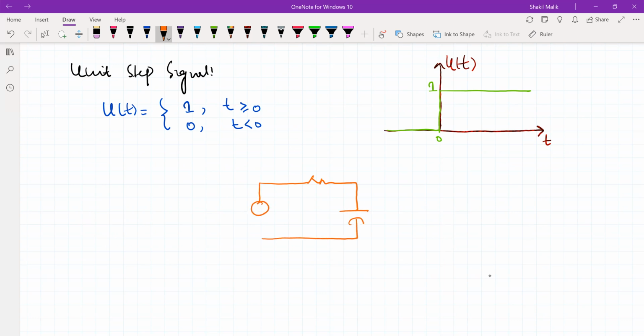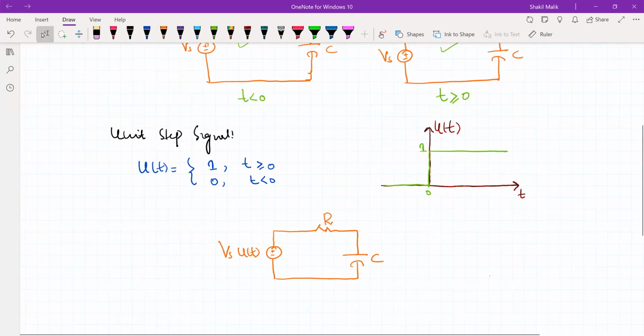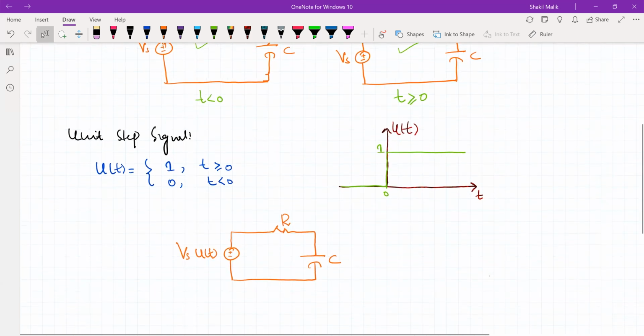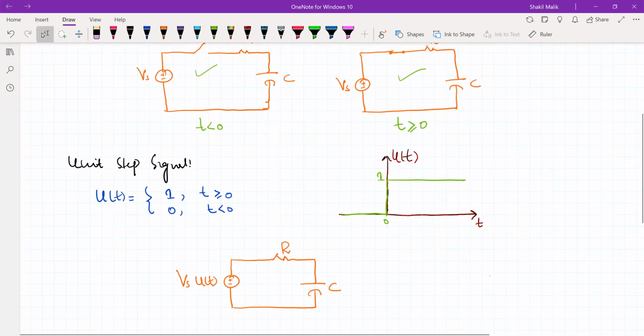Only difference is V of S is now replaced by V of S, U of t. So this is the same RC circuit. Only difference is now the source is replaced by V of S, U of t. Now have a look at these two circuits.